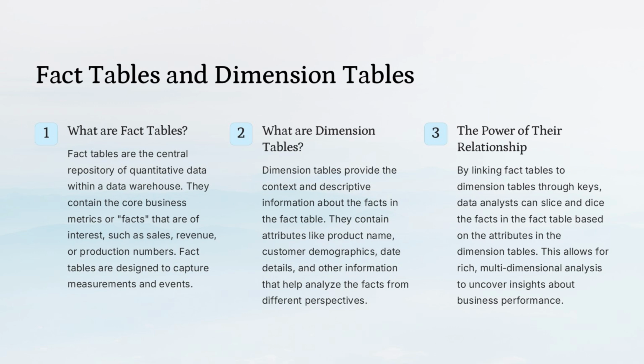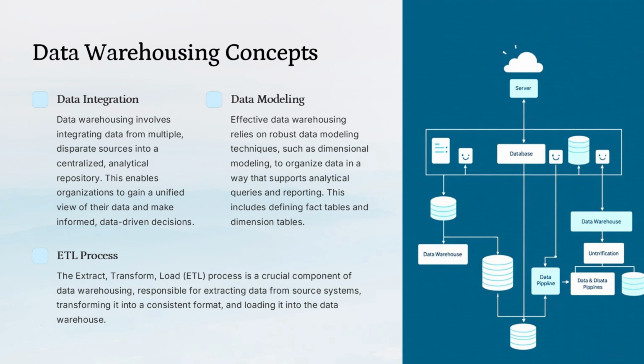Dimension tables provide the context and descriptive details that allow us to analyze the facts from different perspectives. By linking fact tables to dimension tables through keys, we can slice and dice the data to uncover rich, multidimensional insights about business performance. This powerful relationship between facts and dimensions is at the heart of how data warehouses enable deep, meaningful analysis.